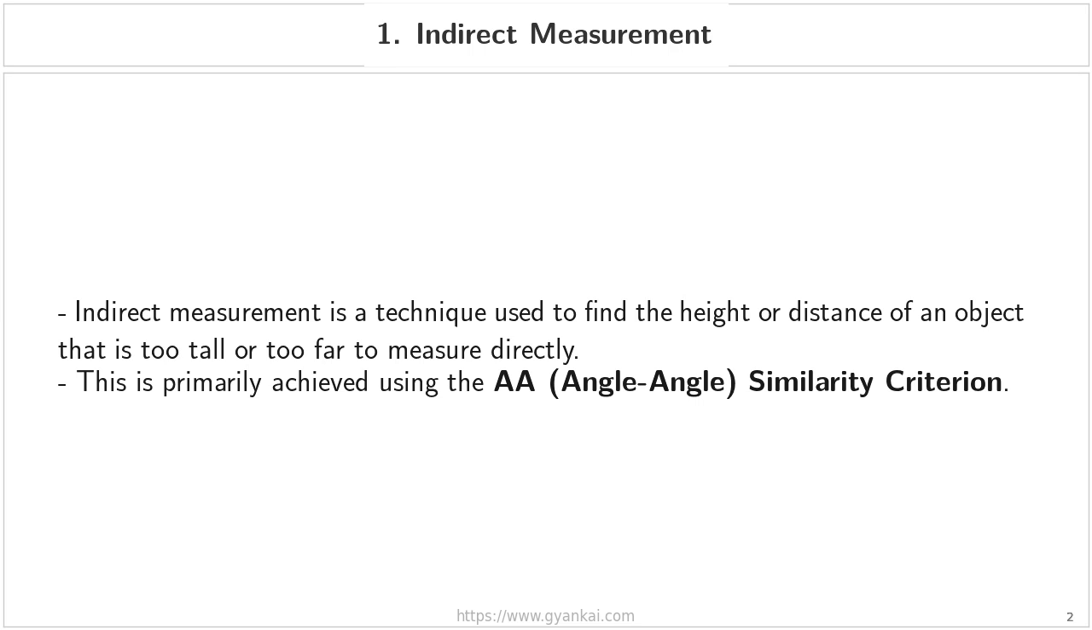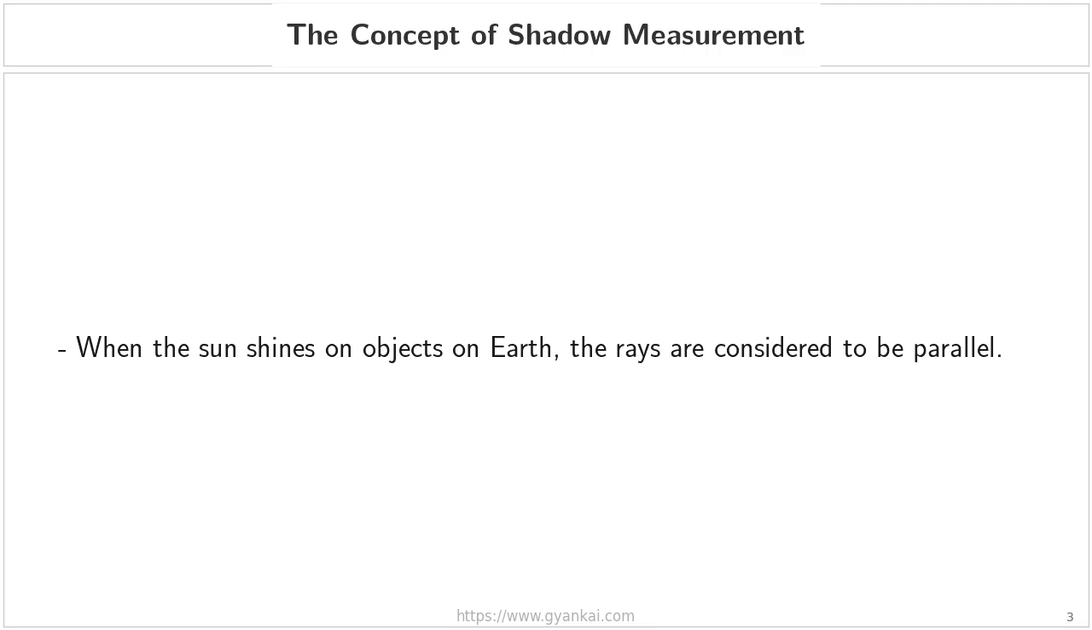Now that we have covered the theoretical rules for triangle similarity, specifically the AA, SSS, and SAS criteria, let's move into how we actually use these tools in real life. The concept of shadow measurement. Now, before we jump into the calculations, we need to understand a fundamental physical assumption that makes this whole method work. When we talk about shadows, we are looking at how sunlight interacts with objects.